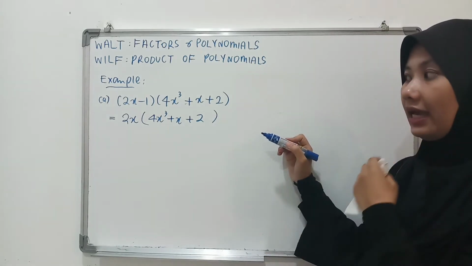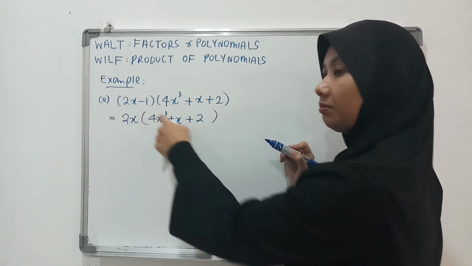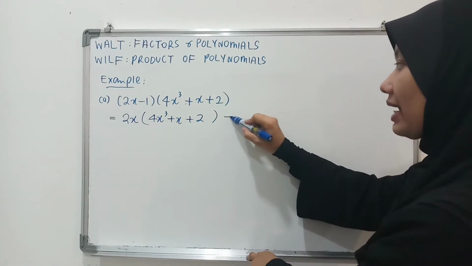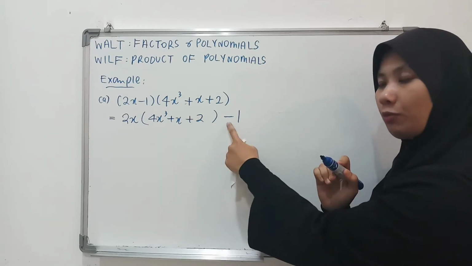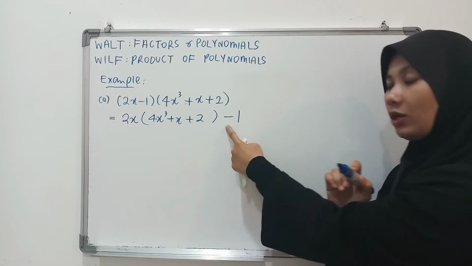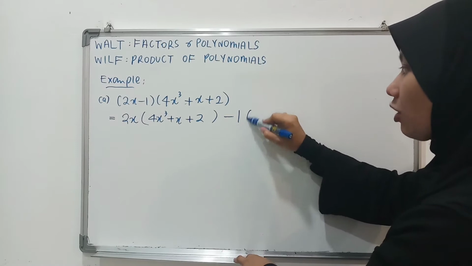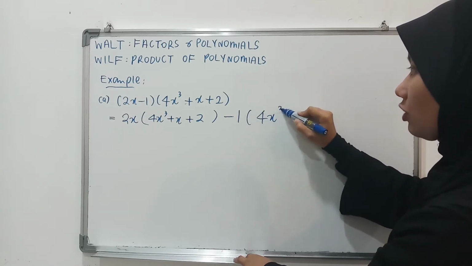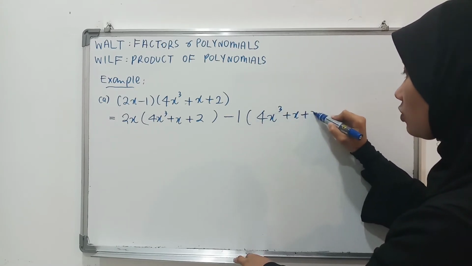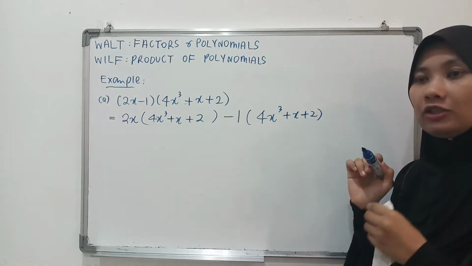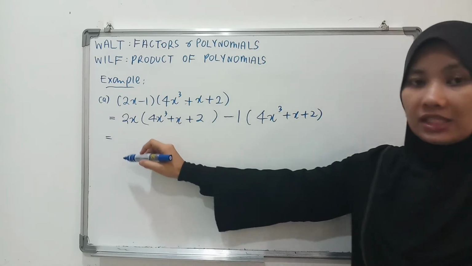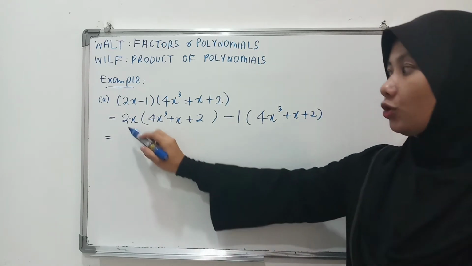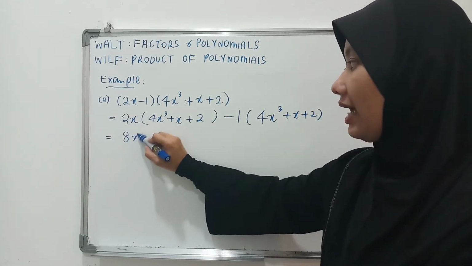And then you take the second term of the first bracket, which is minus 1. Take it including the sign in front. If it's positive, put positive. Since that is negative, I put negative 1. And then copy again 4x cubed plus x plus 2. Then you expand 1 by 1 slowly. Do it slowly. So 2 times 4 is just 8x power 4.